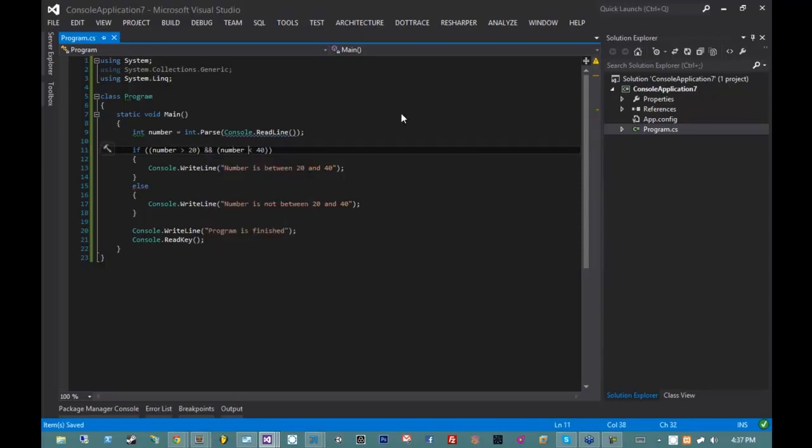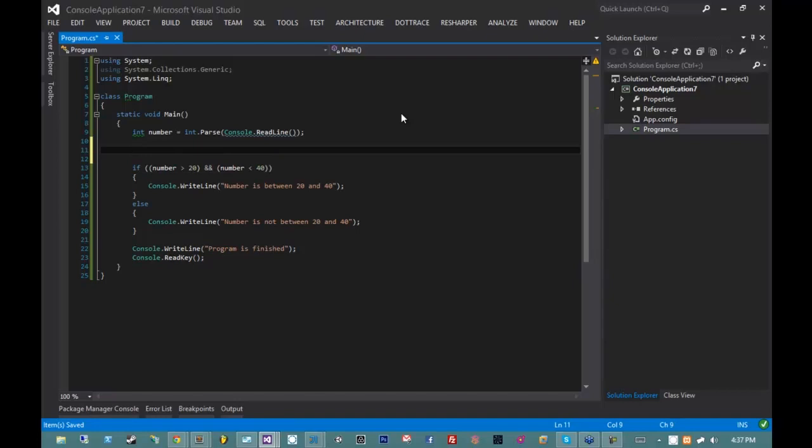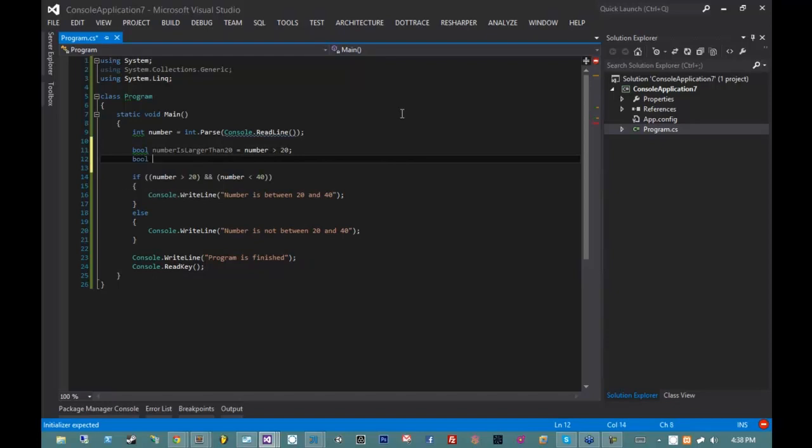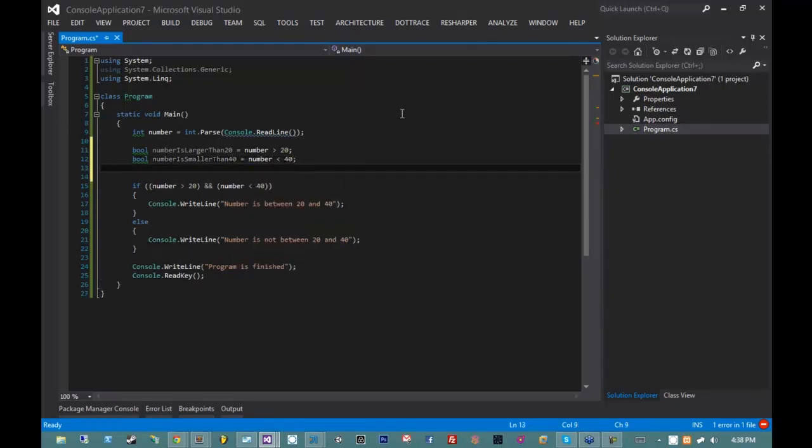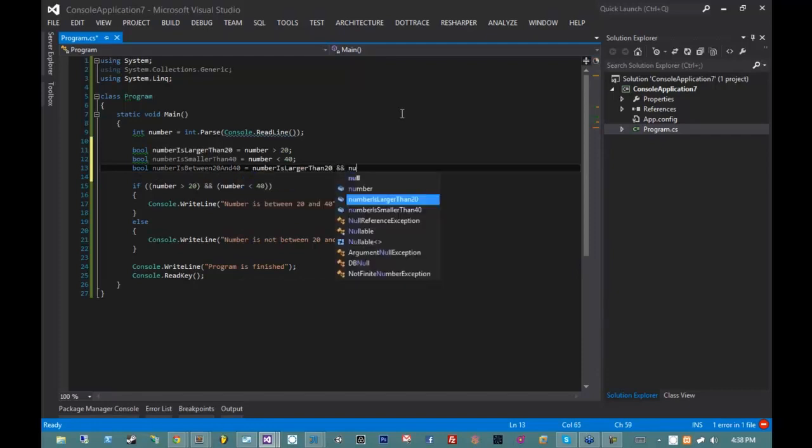So we actually have an example of 3 expressions. Let me break those expressions out for you guys. We have one expression, which is number is larger than 20, and this expression equals number is greater than 20. We have another expression, number is smaller than 40, which is this. Then we have another expression, number is between 20 and 40, which is going to equal number is greater than 20 and number is smaller than 40.